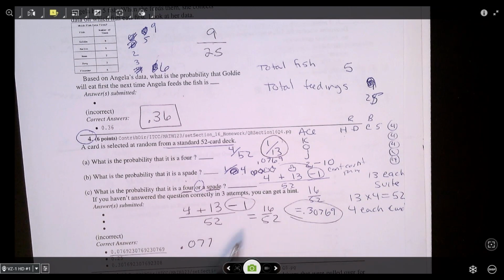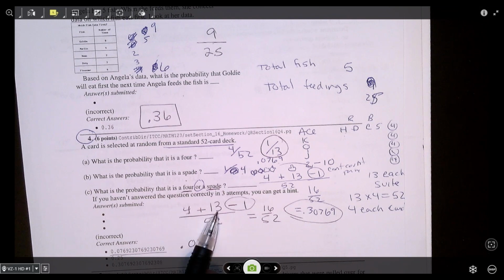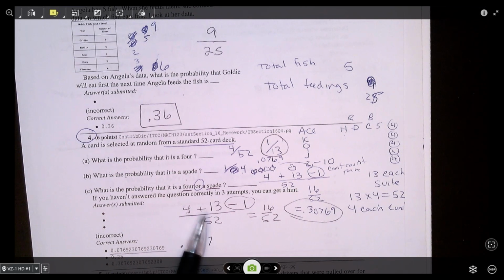Does that make sense why we can't leave it at 17? Because you're counting the 4 of spades here and the 4 of spades here when it says both. So you've got to take it out. You can't count it twice. Anybody have a question on that? Okay.